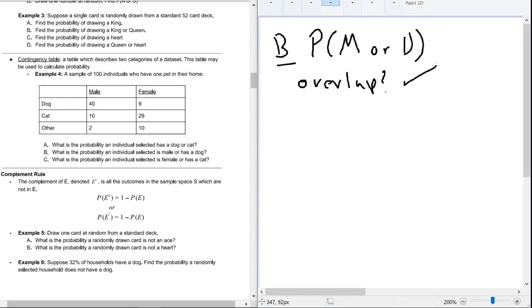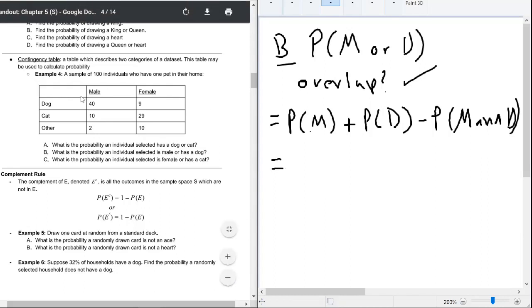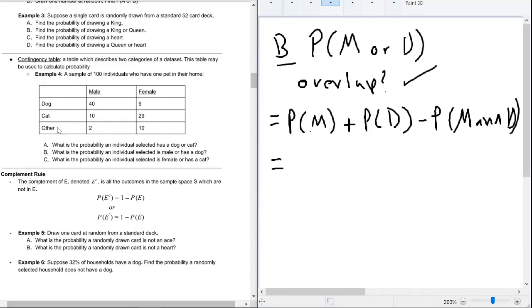So we're going to use the formula for the overlap. So we have probability of male plus probability of dog minus the probability of the overlap. And I'll show you how to take care of the overlap here in a bit. Okay. So to proceed, we look at the male in the category here. And once again, it doesn't matter if the person has dog, cat, or other. All we want to know is how many male are in this sample.